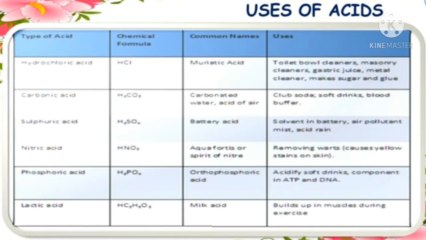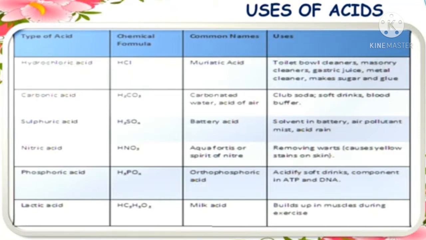Next one is carbonic acid. The chemical formula for carbonic acid is H2CO3. The common name is carbonated water and acid of air. It is used in club soda, soft drinks, blood buffer. Third type of acid is sulfuric acid. The chemical formula is H2SO4. The common name for sulfuric acid is battery acid. It is used as a solvent in batteries, and is found in air pollutant mist and also in acid rain.